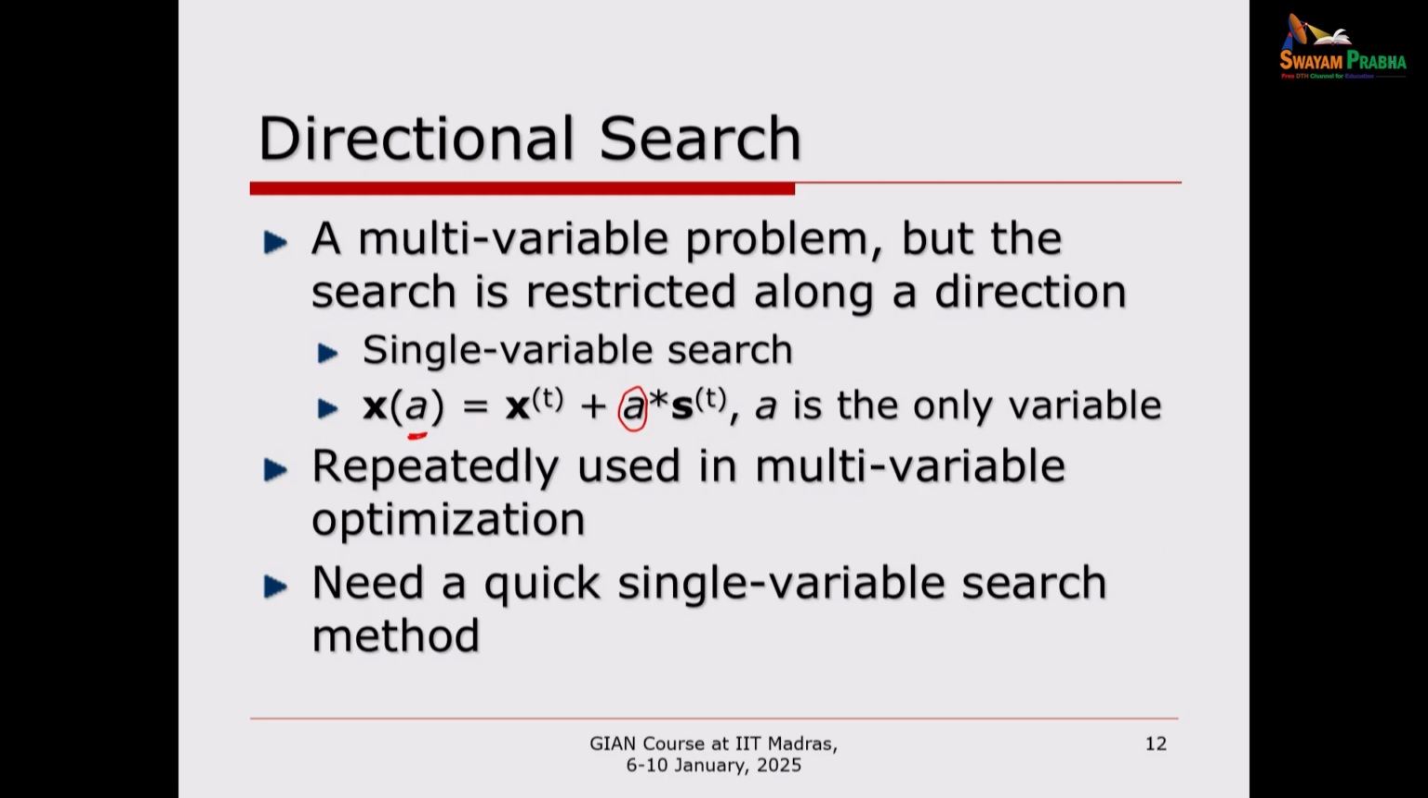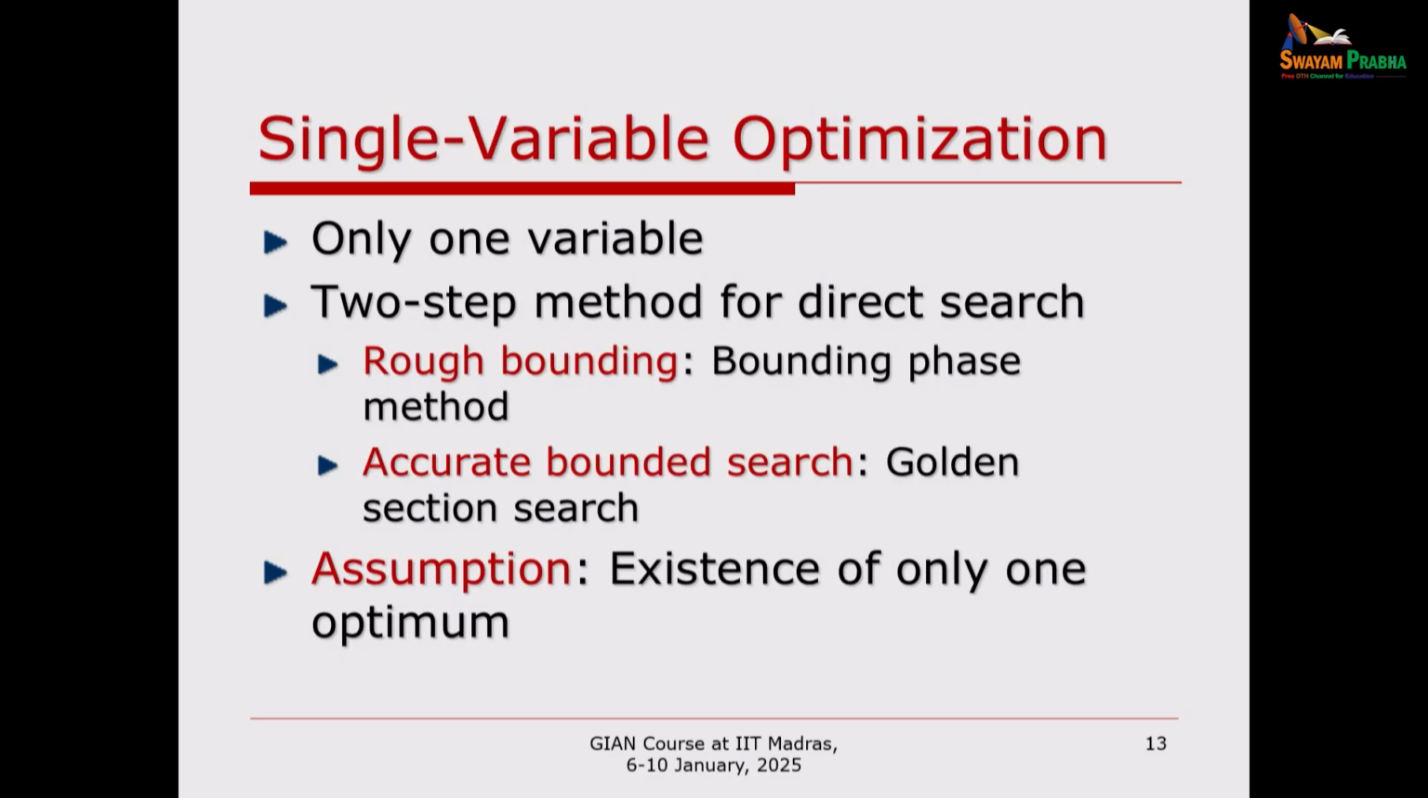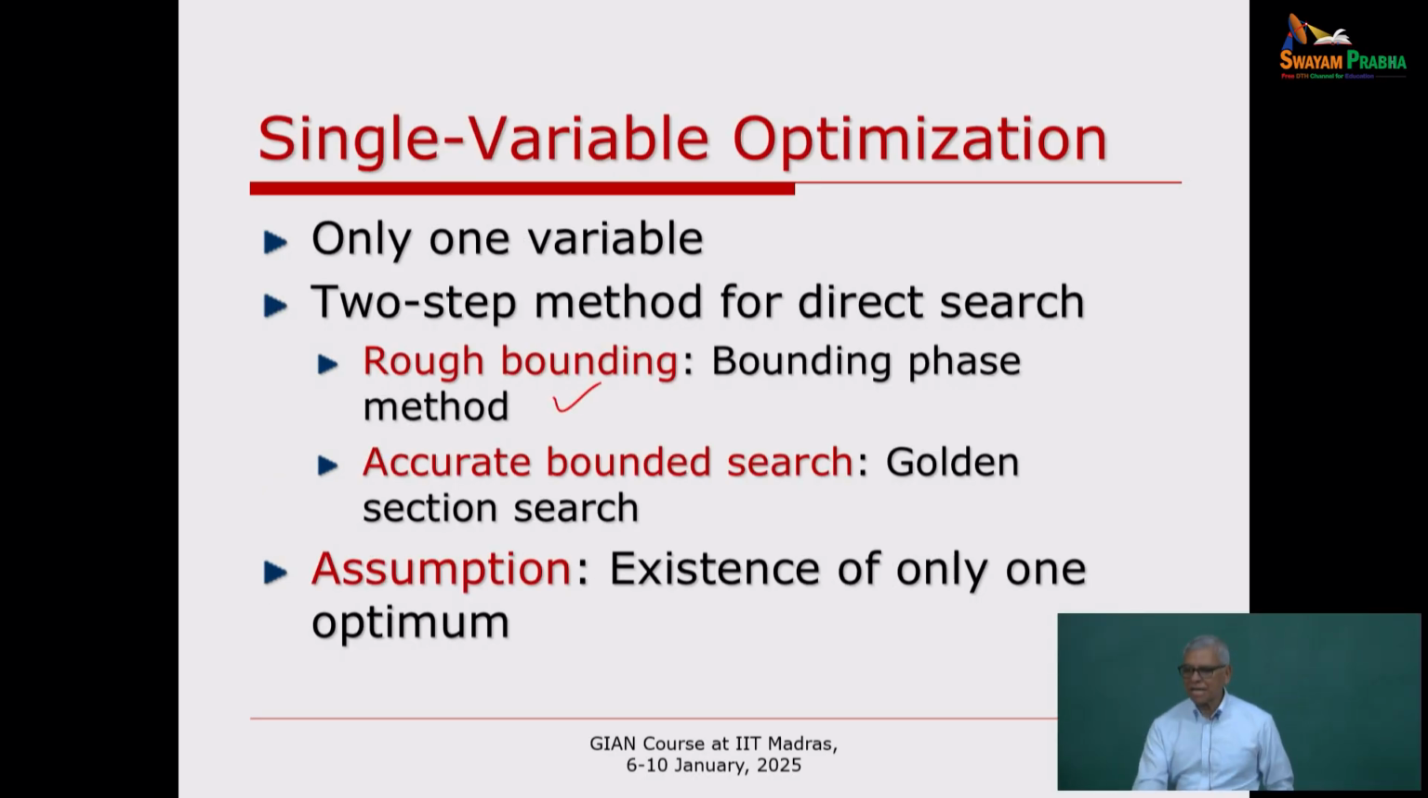There are two ways to find the A. First is called the rough bounding. I am going to bound my minima, saying the minima lies between this small value and this large value. I bracketed the minima. That's called the bounding phase method. I'm going to show you one algorithm for that.